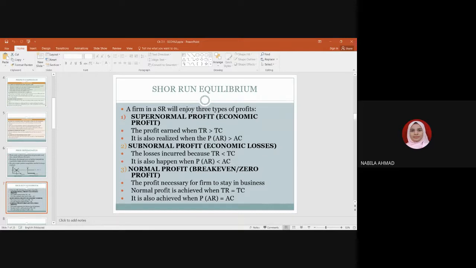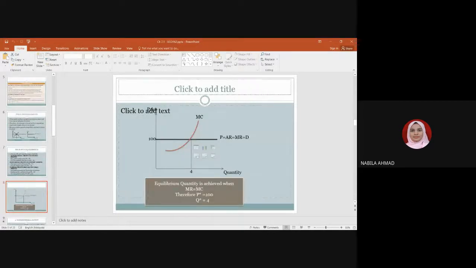Kalau subnormal profit adalah losses lah, ya, di mana total revenue less than total cost, average revenue less than average cost at equilibrium, dan number 3 is normal profit atau kita kata zero profit atau break even. So there will be no profit ataupun no losses lah. So normal profit will be achieved when total revenue equals to total cost, average revenue equals to average cost. So kita nak lihat bagaimana equilibrium ditentukan untuk perfect competition.